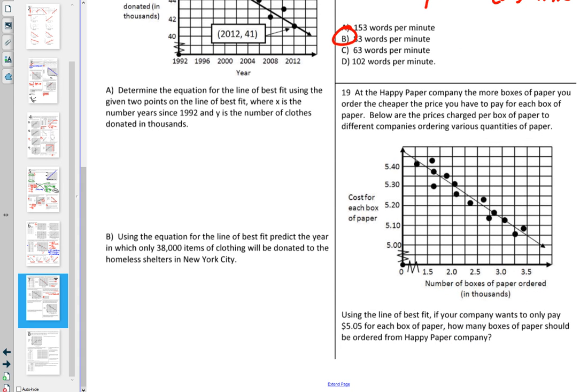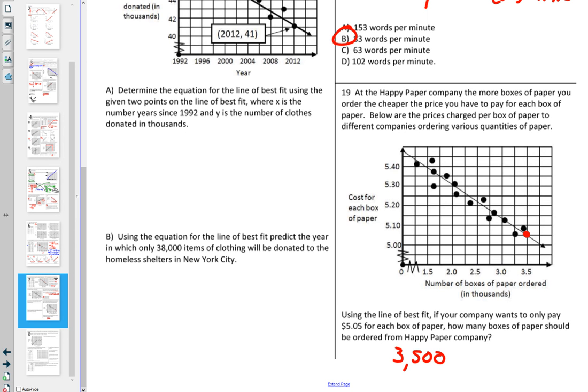At the Happy Paper Company, the more boxes of paper you order, the cheaper you have to pay for each box. That makes sense. Using the line of best fit, if your company wants to only pay $5.05 for each box of paper, how many boxes would you have to order? So if you want to pay $5.05, that's right here. Well, not 3.5. That's in thousands. So 3,500 is 3,500 boxes.